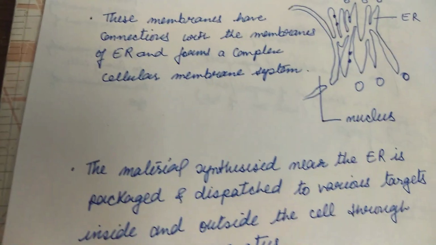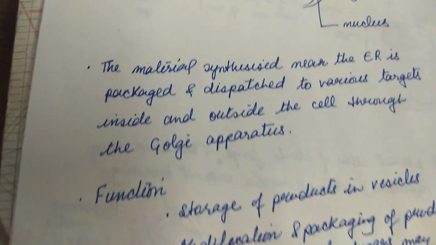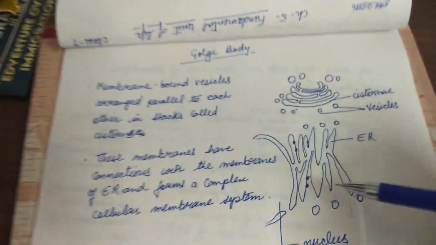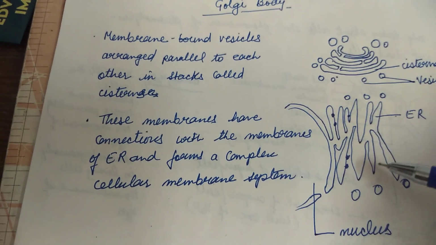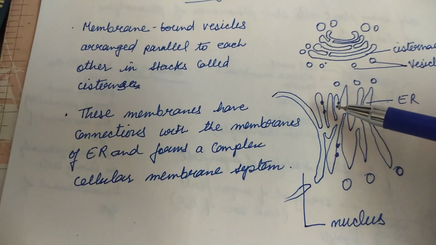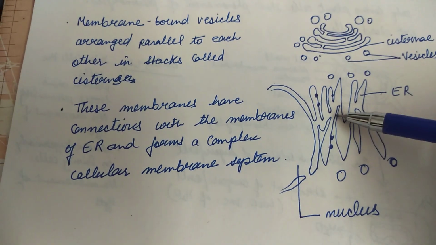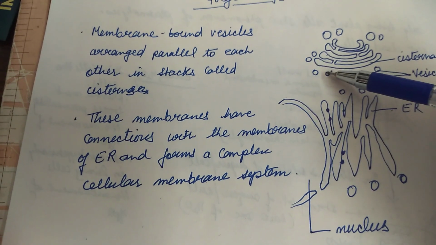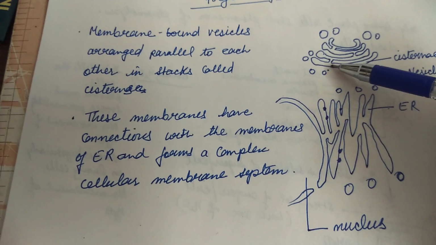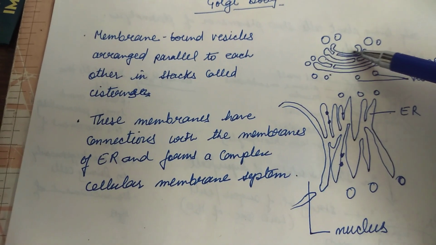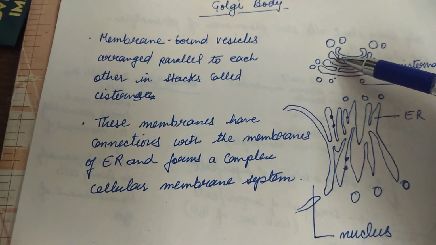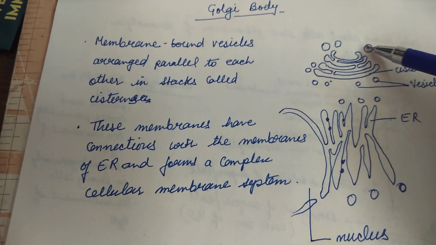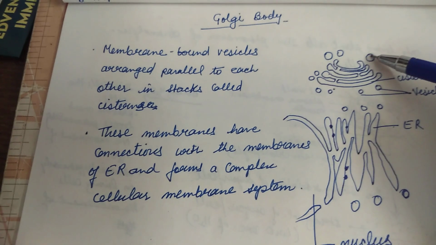One more function of the Golgi body is the formation of lysosomes. We studied lysosomes in the previous video. Lysosomes have hydrolytic, digestive enzymes. These enzymes are proteins, synthesized in the ER. They move to vesicles, which pinch off and attach to the Golgi bodies. The material moves through the cisternae, where it is modified or matured, and then pinches off into larger vacuoles and forms lysosomes. This way the Golgi body forms lysosomes.